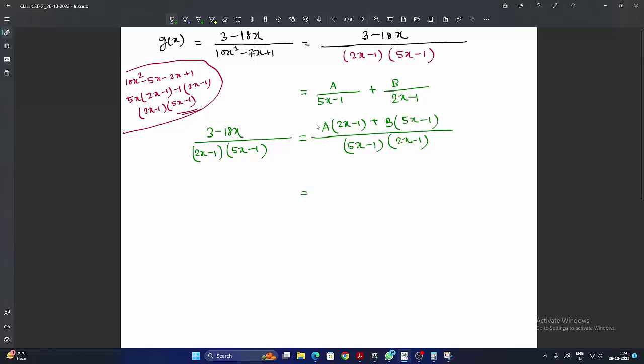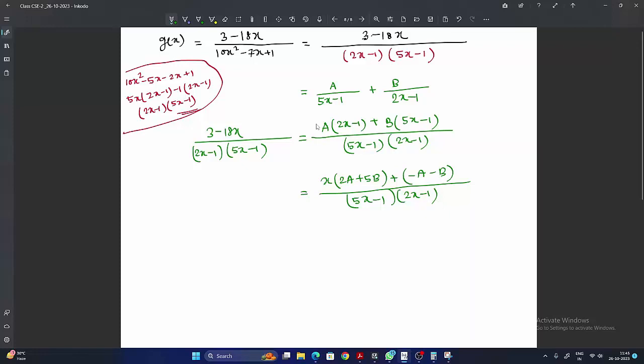So that means if you take the x terms together, the x coefficients are 2a plus 5b, and the constant terms are minus a minus b. This is the constant term, and it will be over (5x − 1)(2x − 1). Okay. So now you can equate the like terms from here.